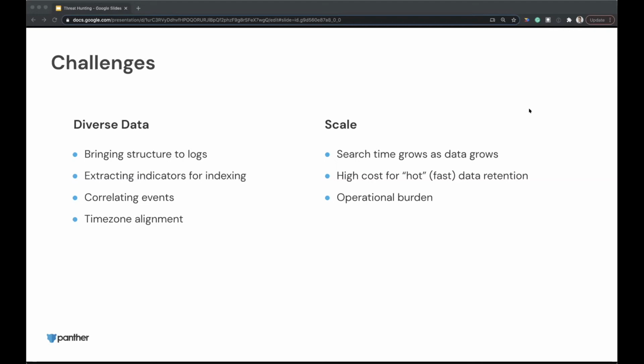So, we can take indicators like IPs, and as a defender, I need to see everything related to this IP across all of my data. And then another challenge is, how do we align all the different times of data as well? Because you can have some sources in UTC, some sources in local time, and we need to have a strategy there. And then on the scale side, it's really just how do we keep things under control as the data grows?